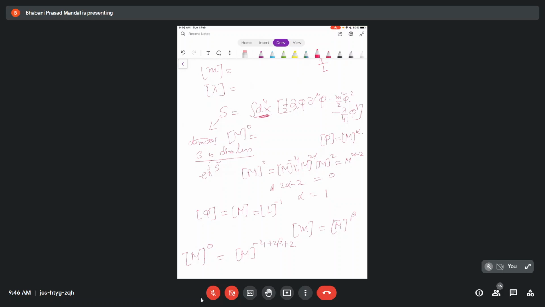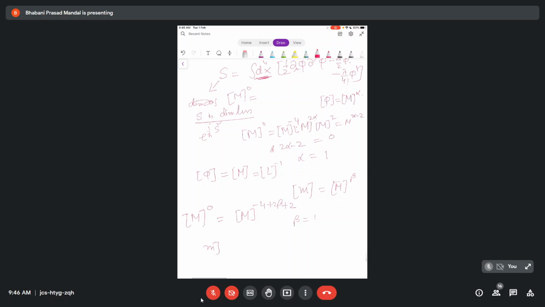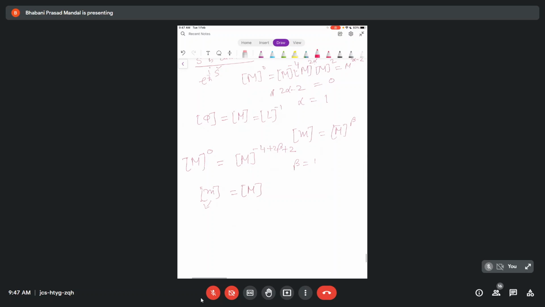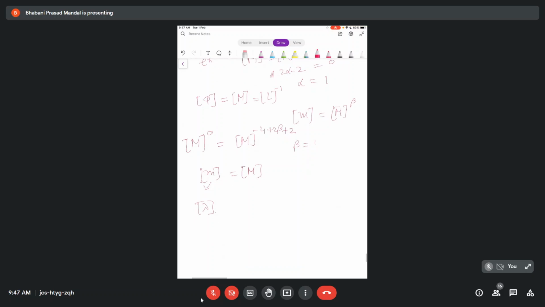So again, if you compare, you will get beta is also 1. That means the dimension of the small m is the dimension of mass, and that is why this parameter is interpreted as the mass of the theory. So m has the dimension of mass. Now what happened to the dimension of lambda? From the fourth term we can calculate the dimension of lambda.